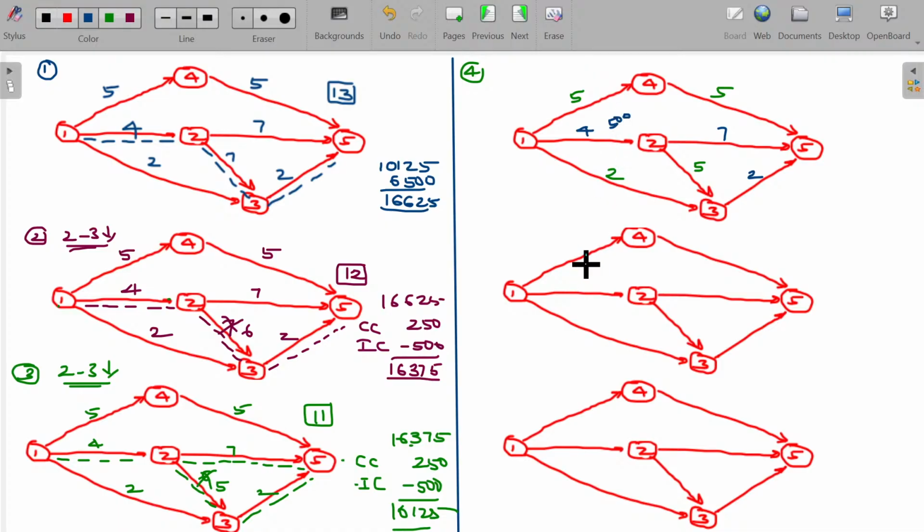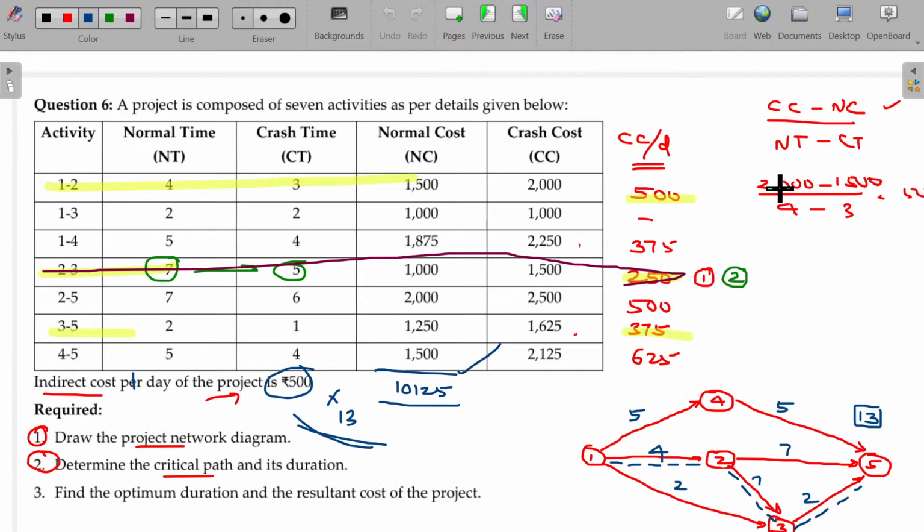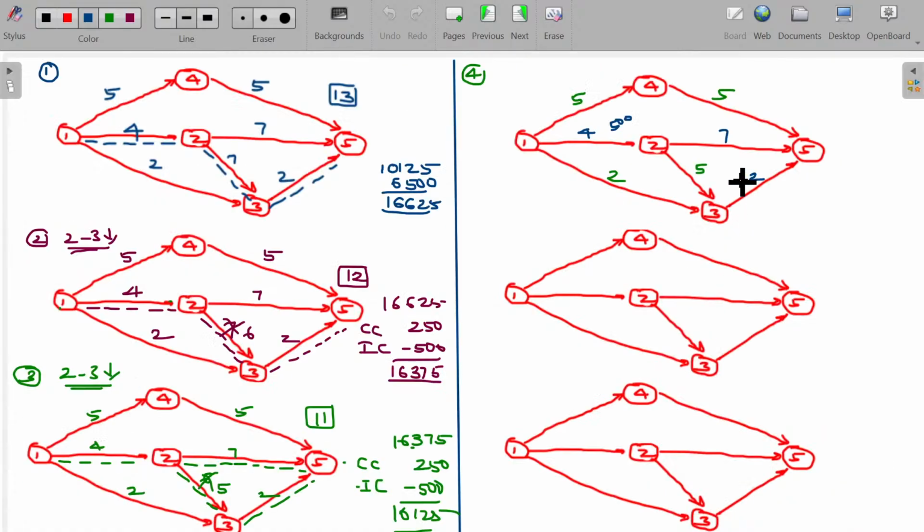If I crash 1 and 2, will the ultimate project duration reduce or not? Definitely it will reduce. If I reduce from 4 to 3, 3 plus 7, 10, and 5 plus 5, 10, and 2 plus 2, non-critical, and 3 plus 5 plus 2 also 10. So naturally, project duration gets affected if I am able to reduce 1 and 2. What happens if I want to reduce 3 and 5? 3 and 5 I can reduce because it's cheaper. Reducing this costs me only 375.